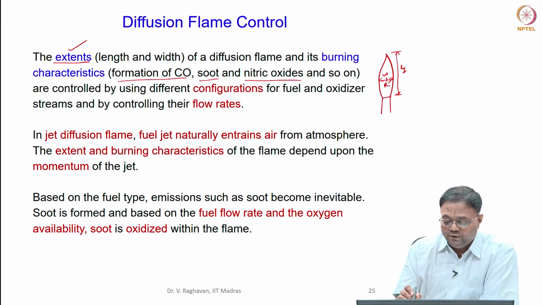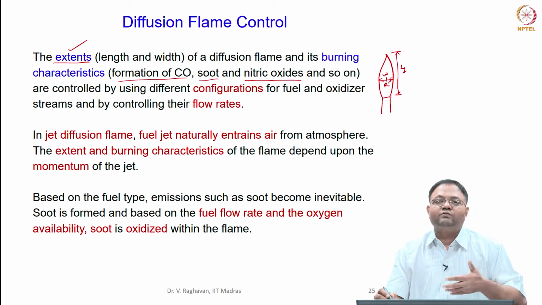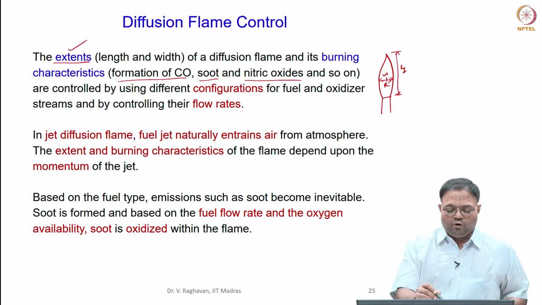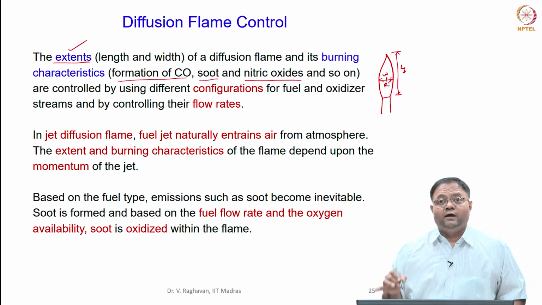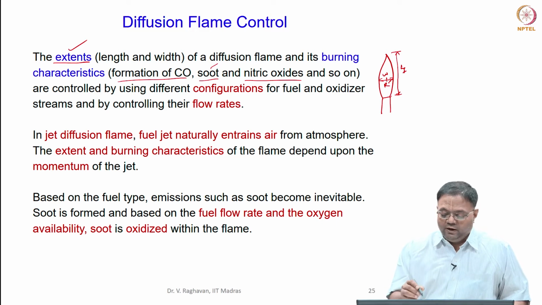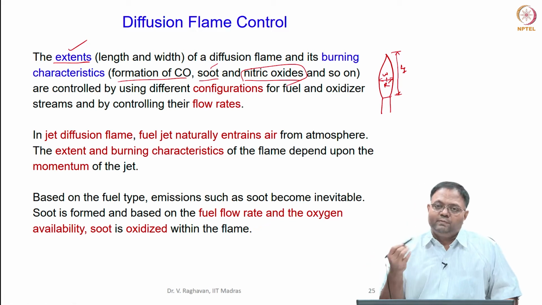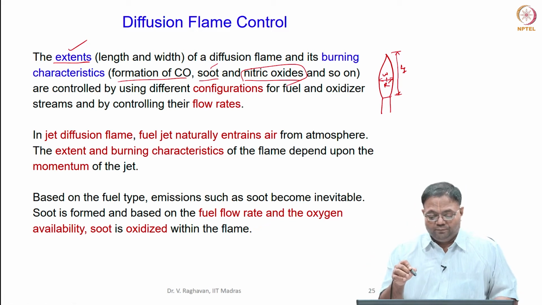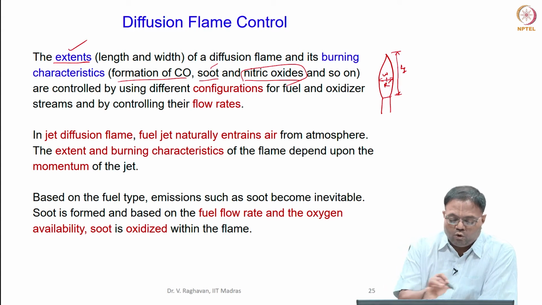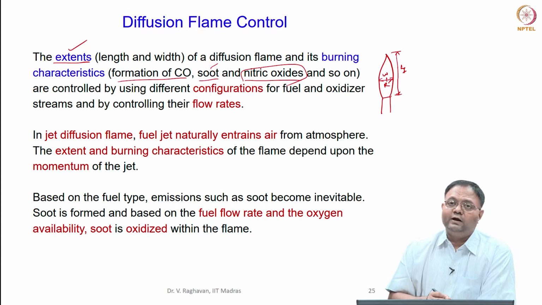For example, when the diffusion-controlled fuel doesn't get enough oxidizer, we end up with the formation of CO. Then, based upon the fuel type, soot formation can be there. Based on the flow rate and availability of oxygen, soot formation will be there. Similarly, nitric oxide: nitric oxides are not much in diffusion flames when compared to the premixed flame, where nitric oxide emissions will be slightly higher. Now, the main characteristic of the diffusion flame is the flame length. Then the burning characteristics are formation of CO, soot, nitric oxide, etc.